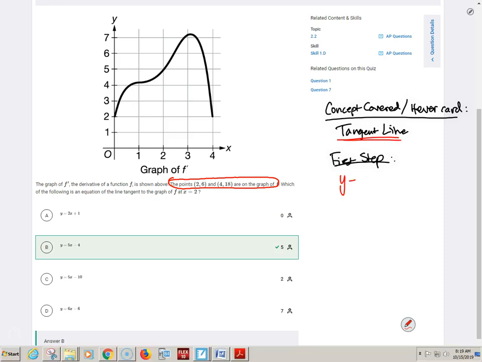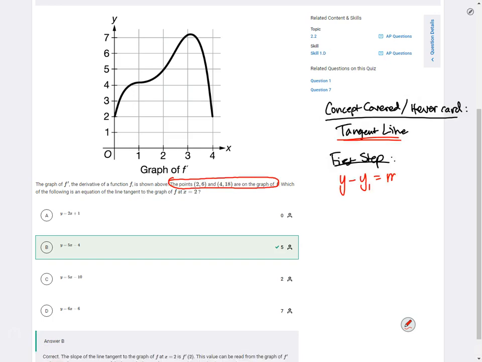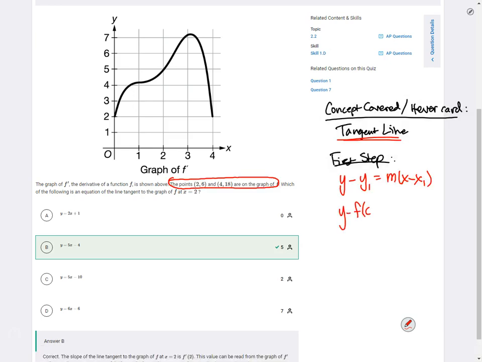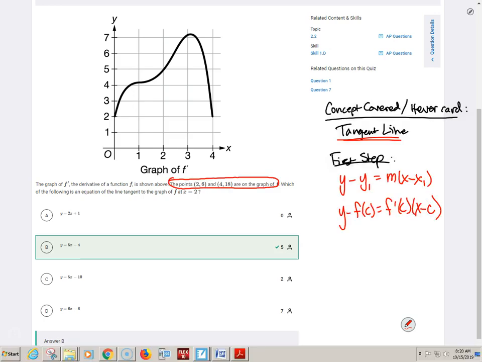y minus y1 equals m times x minus x1. But we're supposed to know who this guy is. There is another form, and it's y minus f of c equals f prime of c times x minus c. We're given an x. And we're supposed to, if we need to, go find the y, because we have an f of x, not an x of t, y of t. And we're supposed to go find the derivative by f prime of x, not derivatives of parametric functions.